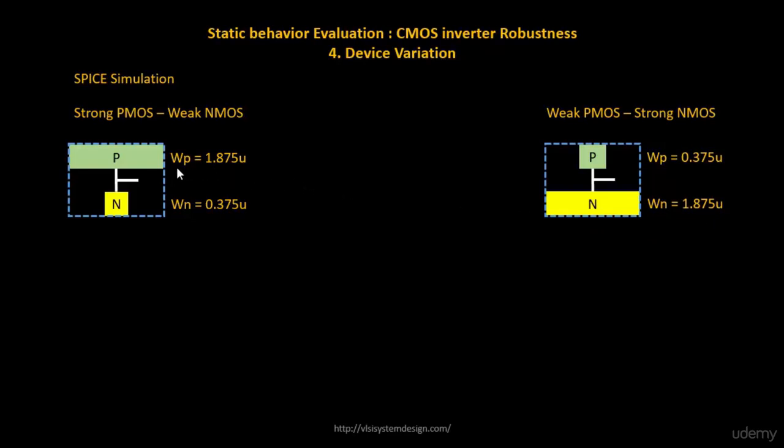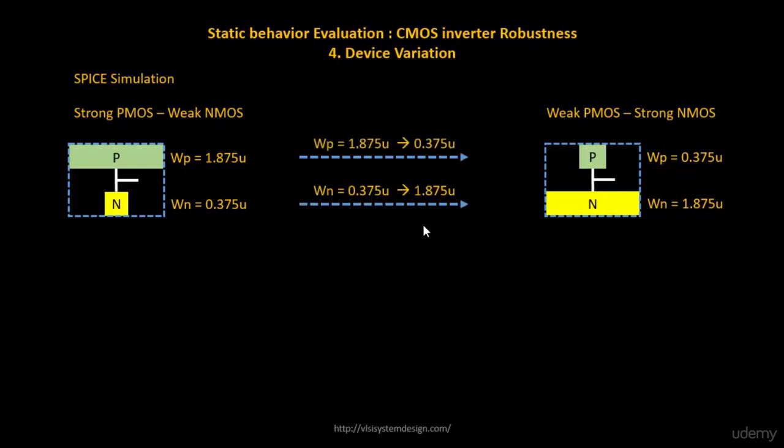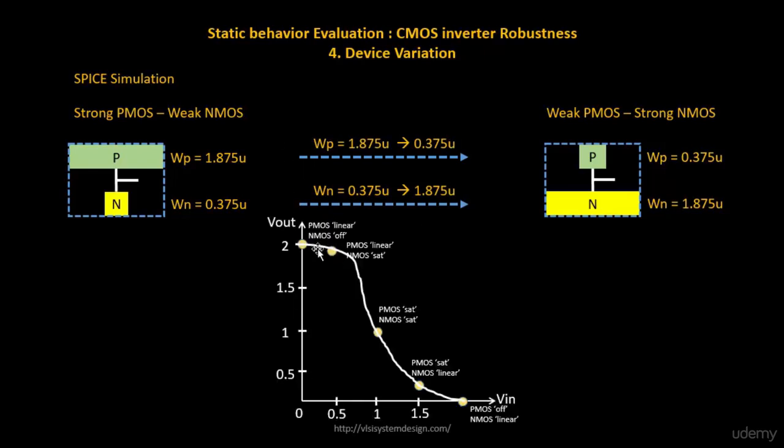So we have to go from 0.375 micron to 1.875 micron for your NMOS, and lower the width of your PMOS from 1.875 to 0.375. That's the experiment. We will sweep WP from 1.875 to 0.375, and the reverse way for NMOS, from 0.375 to 1.875. At every step we will draw the DC characteristic curve and see whether the DC characteristics of your CMOS inverter remain the same whether or not you change the device. So it's basically the extreme conditions we are trying to test.